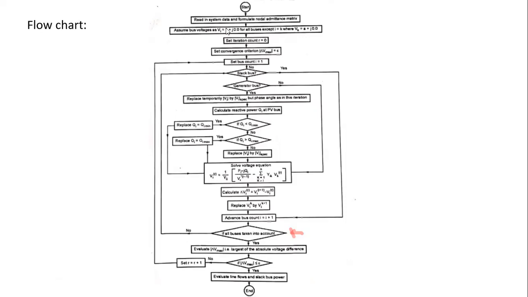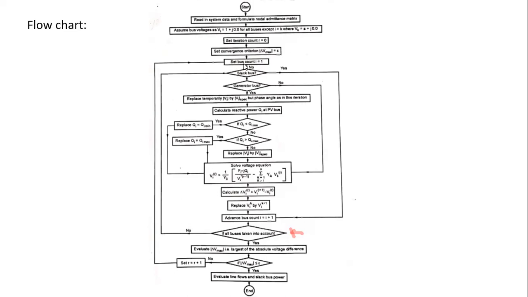After that, assume the bus voltages as Vi equal to 1 plus j0 for all the buses except the slack bus, where Vk is equal to 1 plus j0. Next, set the iteration count r equal to 0. Next, set the convergence criterion delta V max equal to epsilon. Next, set the bus count i equal to 1.